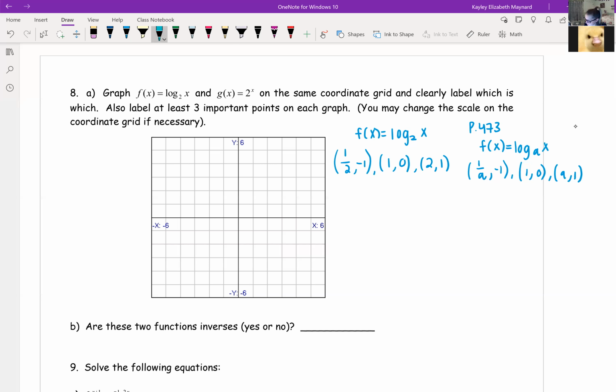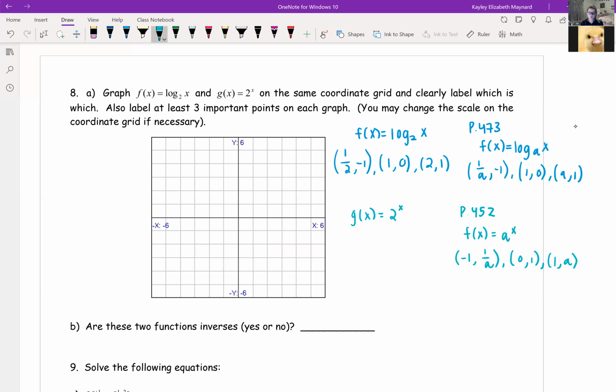So on our exponential equation, which is g of x equals 2 to the x, I'm not too sure what page it's on. Let me see if I can give you guys a page number in case. Looks like it's on page 452. So on page 452, it tells you that if you have f of x equals a to the x, you definitely have the points -1, 1 over a; 0, 1; and then 1, a.